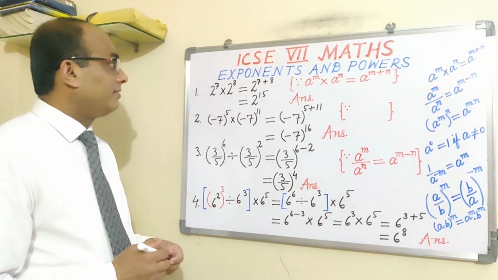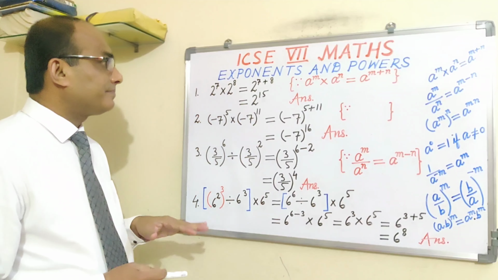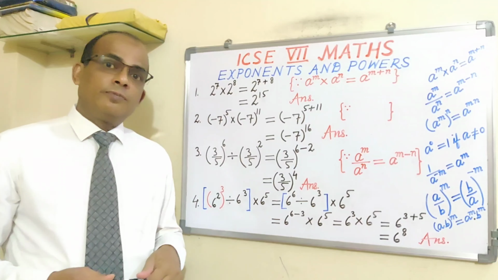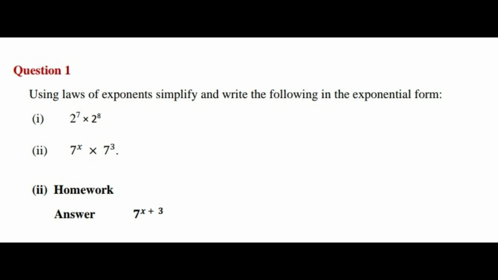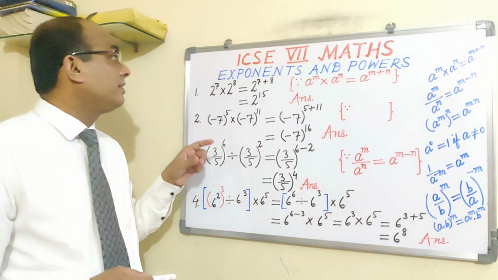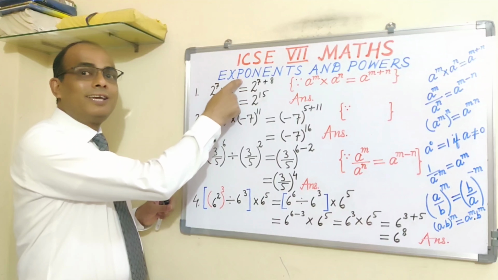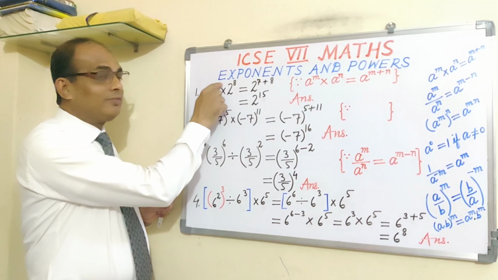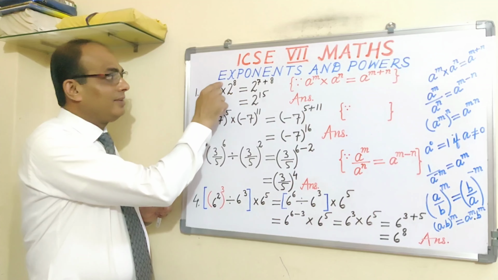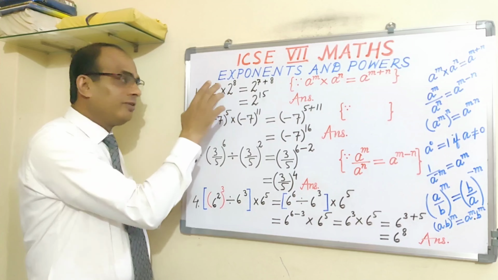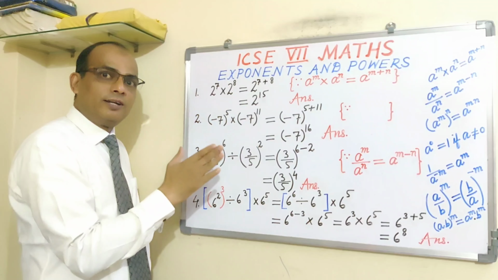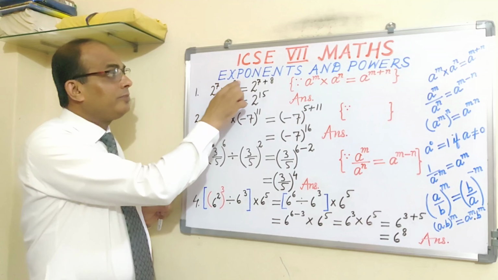And now let's start a few questions. 4 questions. So first question I am showing you on the screen. The question is, using laws of exponents, simplify and write in the exponential form. And the question is 2 raised to the power 7 multiplied by 2 raised to the power 8. See, 2 raised to the power 7, 2 is the base, 7 is the index, the exponent. This I have explained in detail in part 1. Multiplied by 2 raised to the power 8.